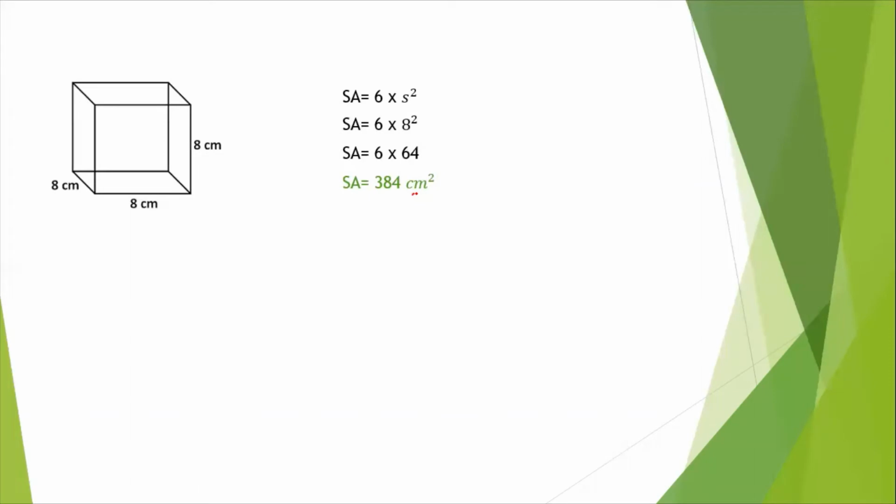Don't forget, grade 6, to put your unit of measurement at the end of your solving. It's very important that you put your unit of measurement. If we have centimeter, then we put centimeter squared for our unit of measurement. If we have feet, then we put feet squared. If we have meter, then we put meter squared. So that is how we find the surface area for the cube.